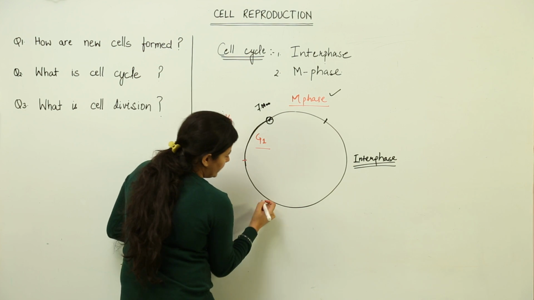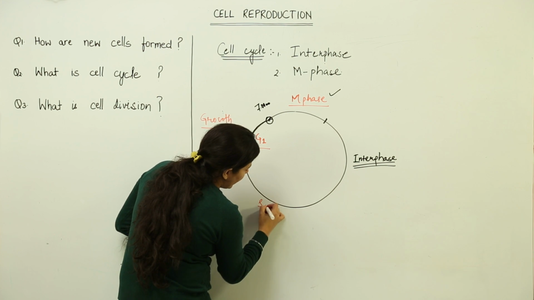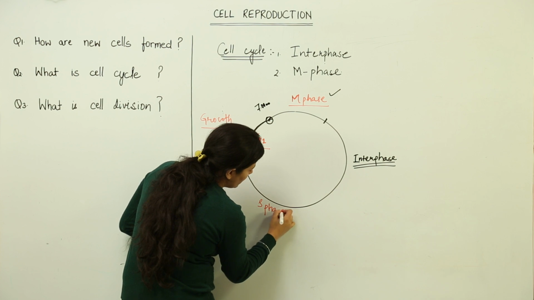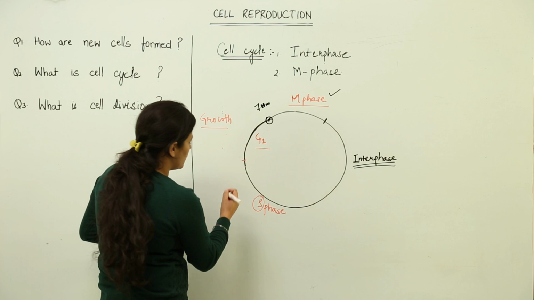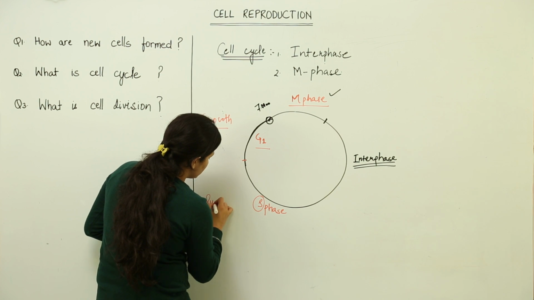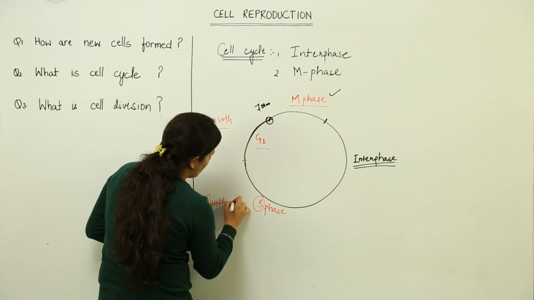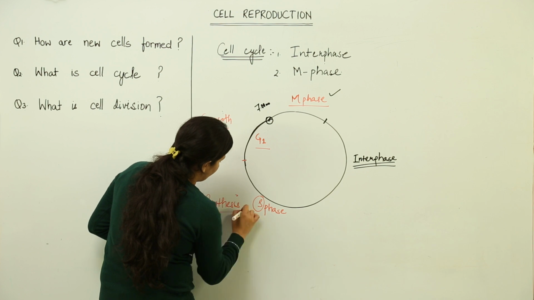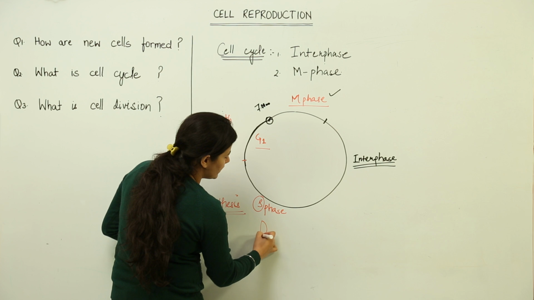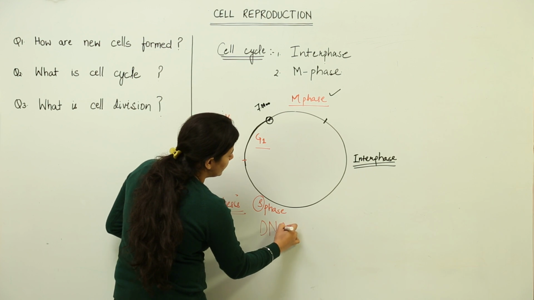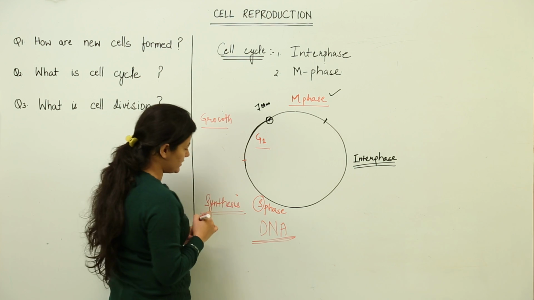When this G1 completes, the cell would enter the S phase. Now S again would signify something, as does G. So S stands for synthesis. Now what does cell have which needs to be synthesized? Only thing that has to be synthesized is DNA. Please cram it that the DNA has to be synthesized.